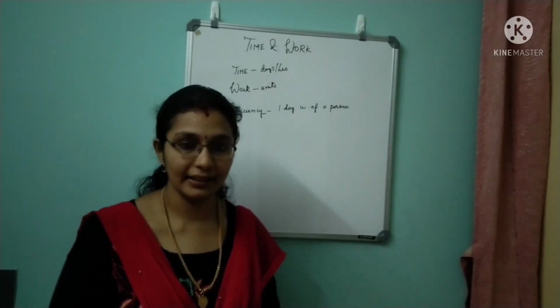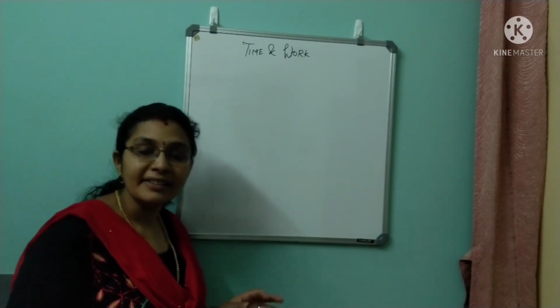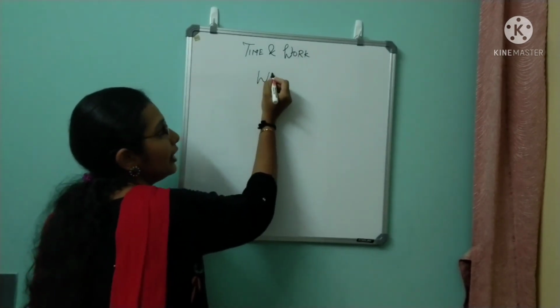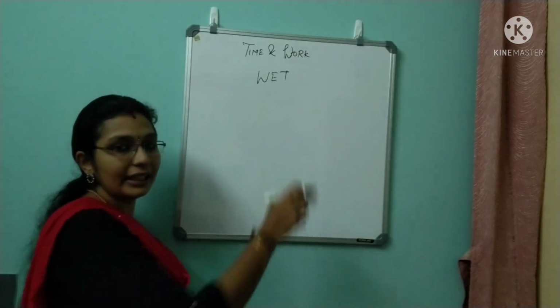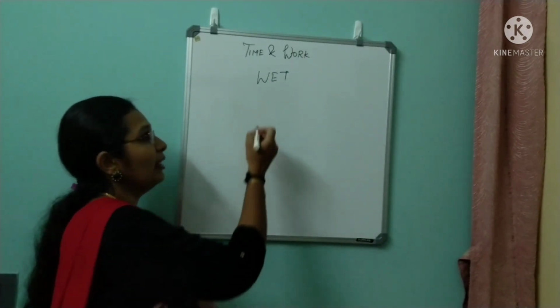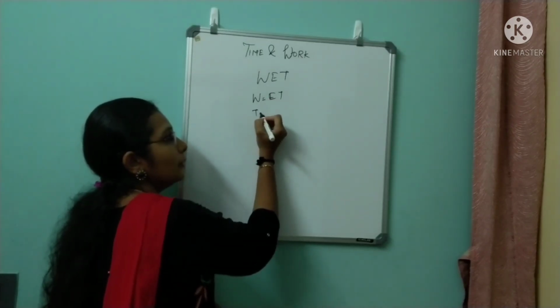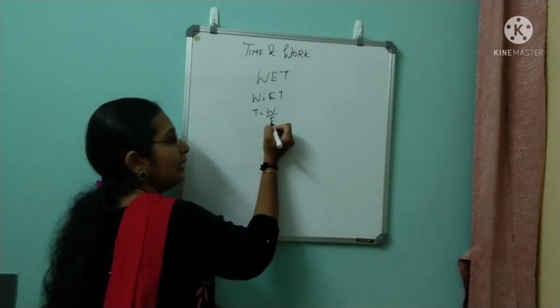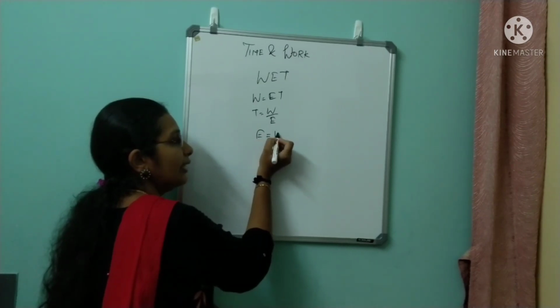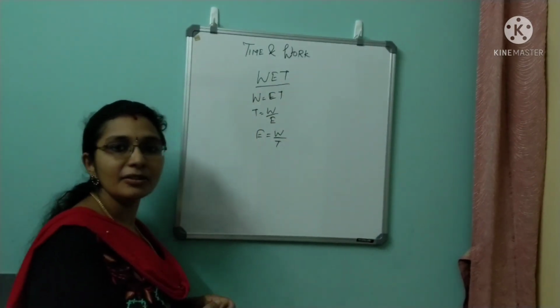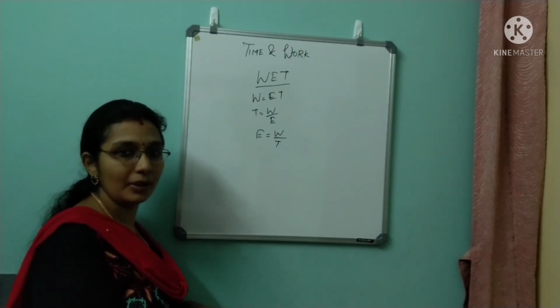So I hope you are clear. Let's learn 3 formulas using a single word, which is WIT, where W stands for work, E for efficiency and T for time. You can write it as W equals E times T, T equals W by E, and E equals W by T. Just remember this word WIT. We'll try to solve the problems without using these formulas itself.